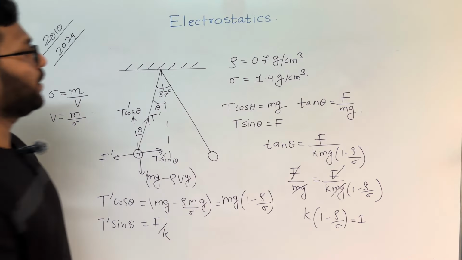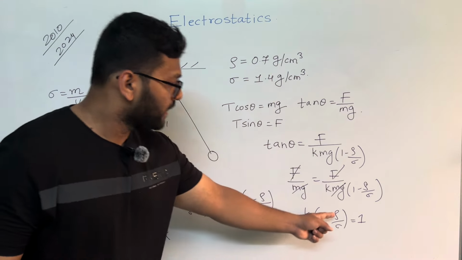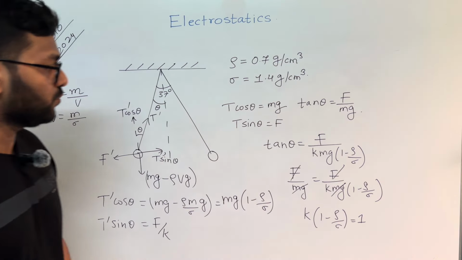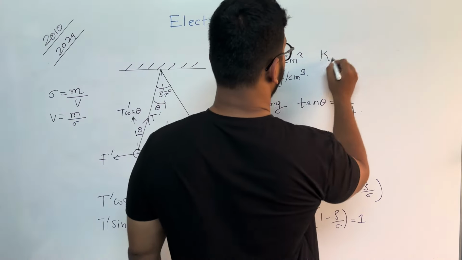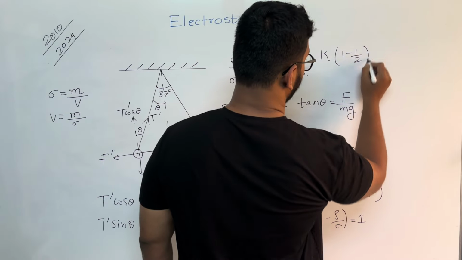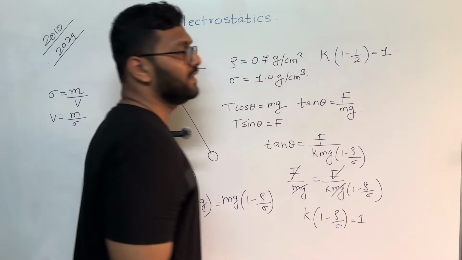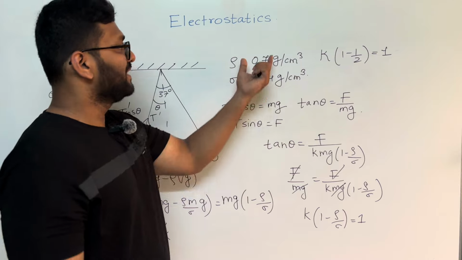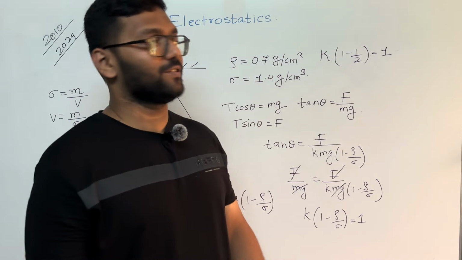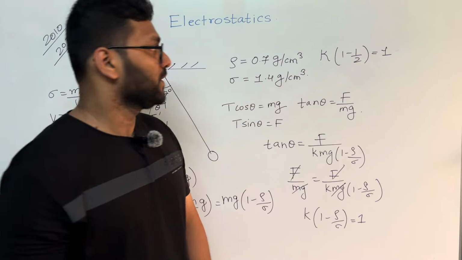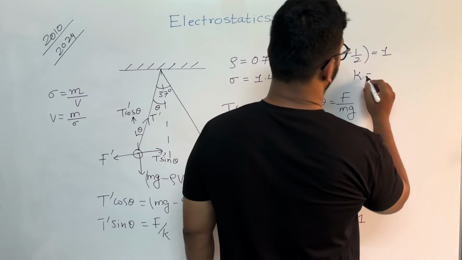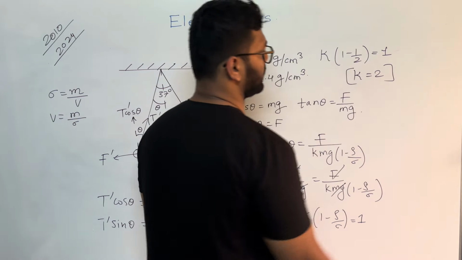But rho is 0.7 and sigma is 1.4. If I take the ratio, it will be 1 by 2. Again the same result will come, k into 1 minus 1 by 2 is equal to 1, right? You are getting the same result because this ratio in the previous question was also the same, it was 0.8, 1.6. So this k will become 2. Again the same answer, right?